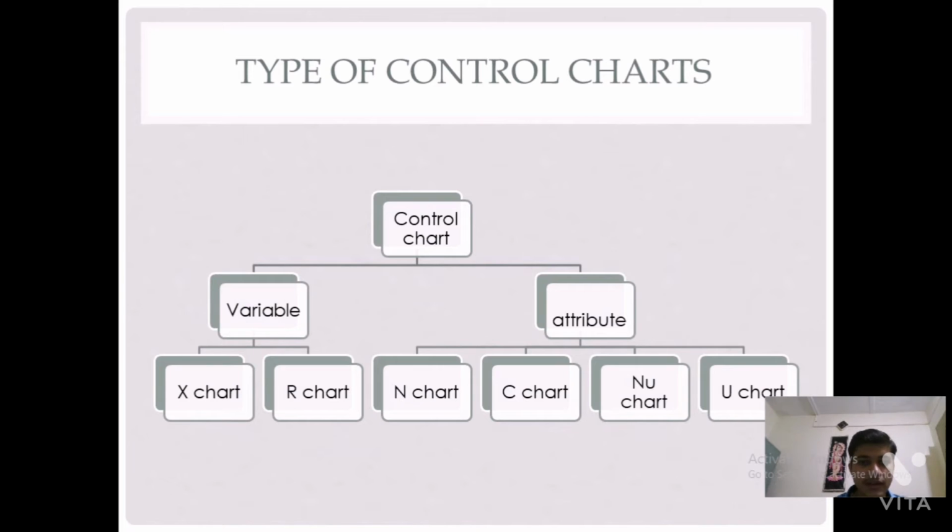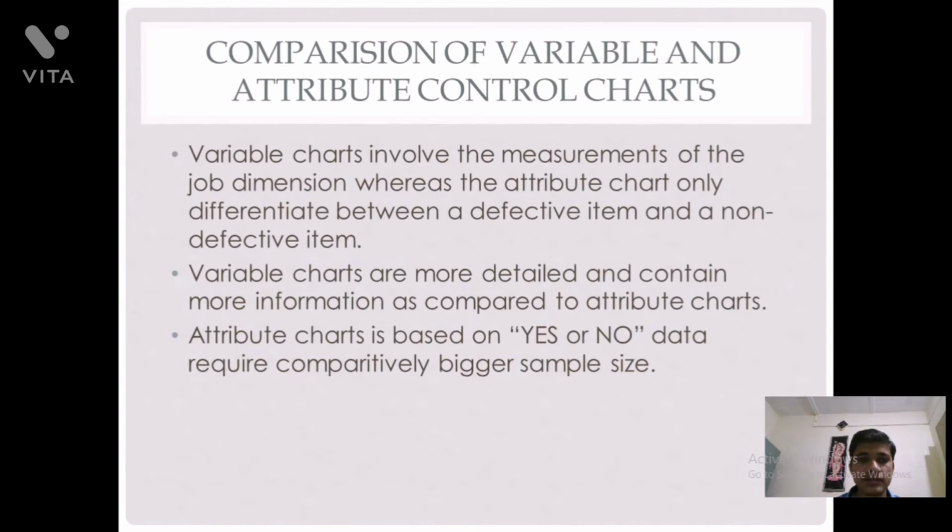There are various types of control charts, distributed in two categories: variable and attribute charts. Variable charts are X-bar charts and R charts, and attribute charts are the np chart, c chart, nu chart, and u chart. We will discuss them in a later video.